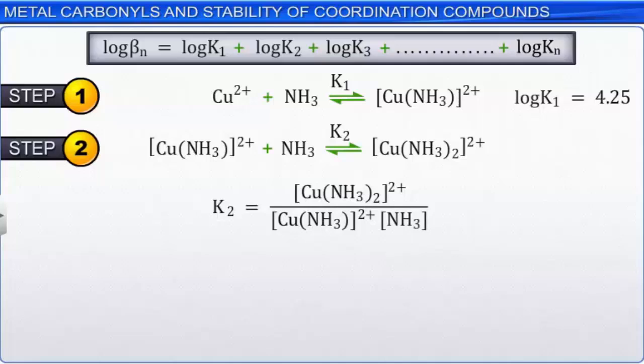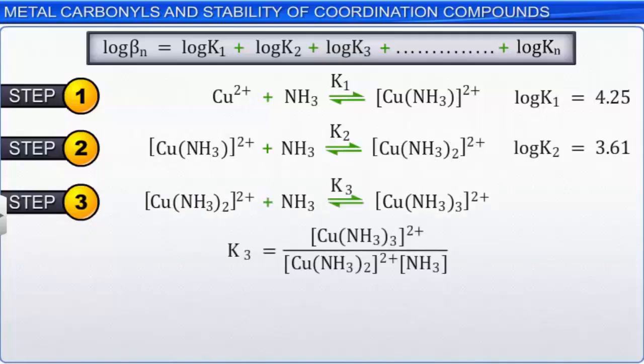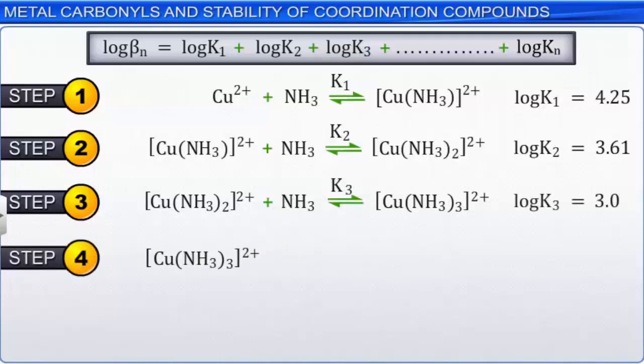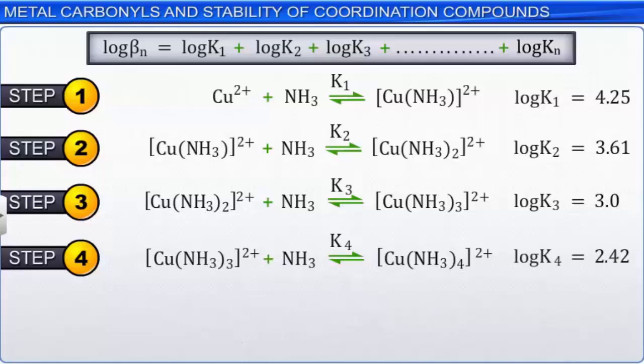The overall stability constant is simply the equilibrium constant for the complete reaction. Cu2+ + 4NH3 in equilibrium with [Cu(NH3)4]2+. It is given by the expression beta 4 is equal to the concentration of [Cu(NH3)4]2+ divided by the concentration of Cu2+ multiplied by the concentration of NH3 raised to the power of 4.